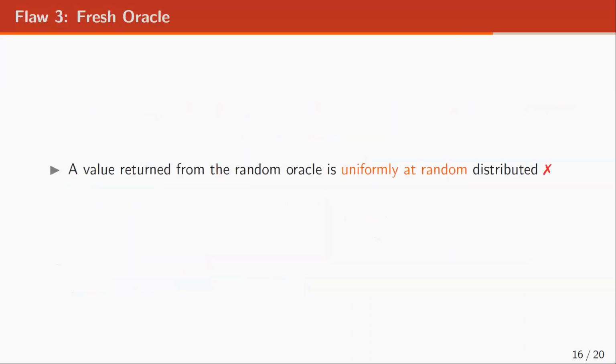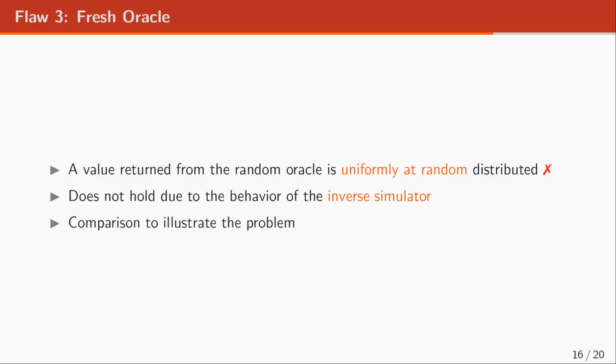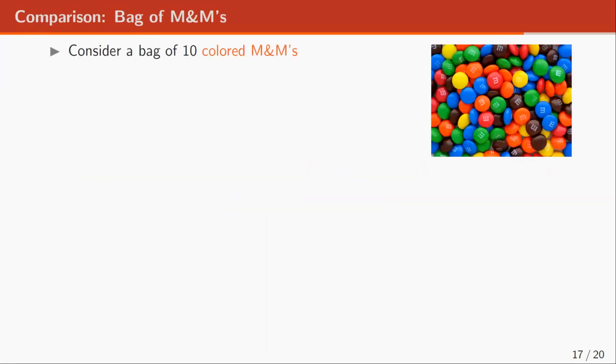So now let's go to the last flaw, which I called crash oracle. There the flaw is that the value returned from the random oracle is considered to be uniformly randomly distributed. Sounds really plausible. I mean, that's what a random oracle should do, right? But due to the behavior of the inverse simulator, this is actually not the case. And I will illustrate this with a comparison. So consider that we have a bag of 10 colored M&Ms.